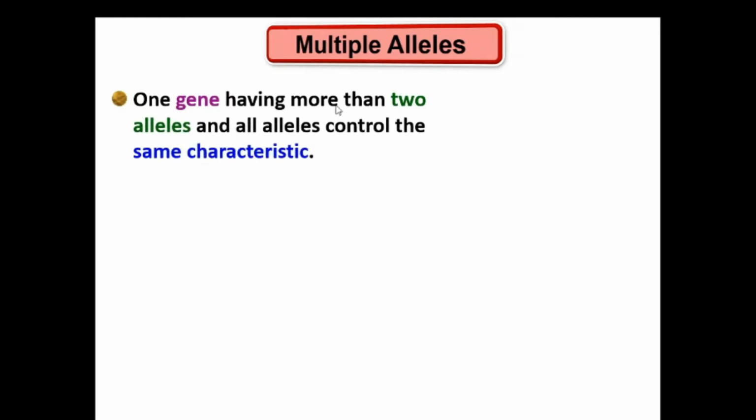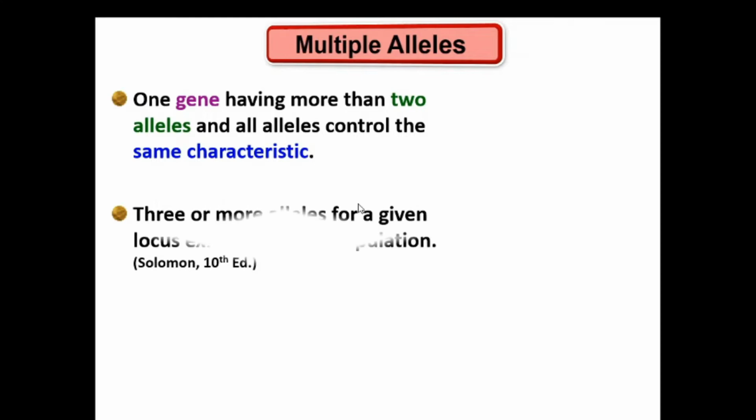The third deviation from Mendelian inheritance is multiple alleles. Multiple alleles refers to one gene having more than two alleles, and all of the alleles control the same characteristic. In other words, three or more alleles for a given locus exist within the population. This is according to Solomon.